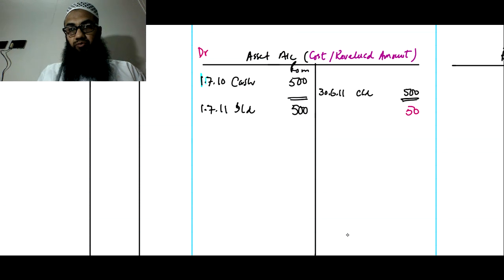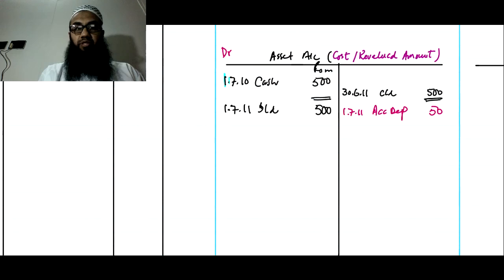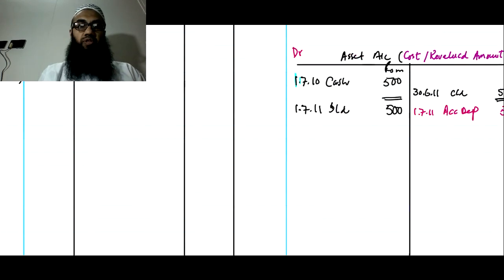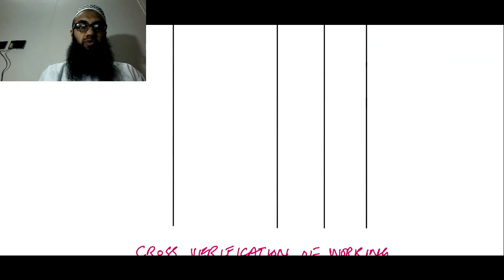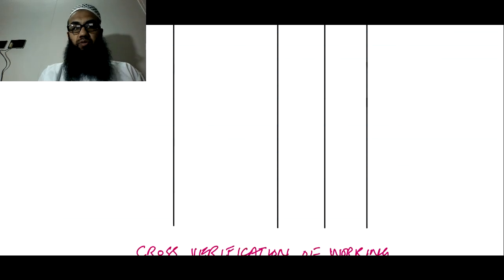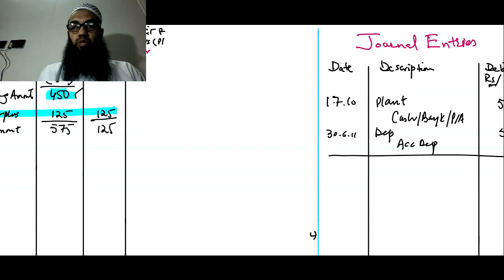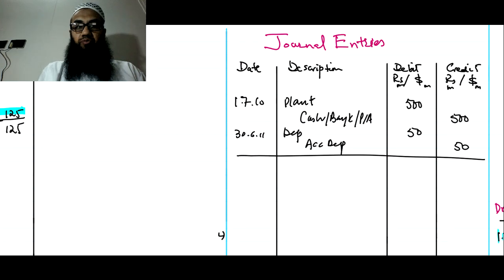Over here, 1st July 11, accumulated depreciation. After passing this entry, see 500 minus 50 is equal to 450. We have reached at the WDV we have worked out over here. This WDV is 450. We have reached here, the balance is 450. So at the time of revaluation, 1st July.